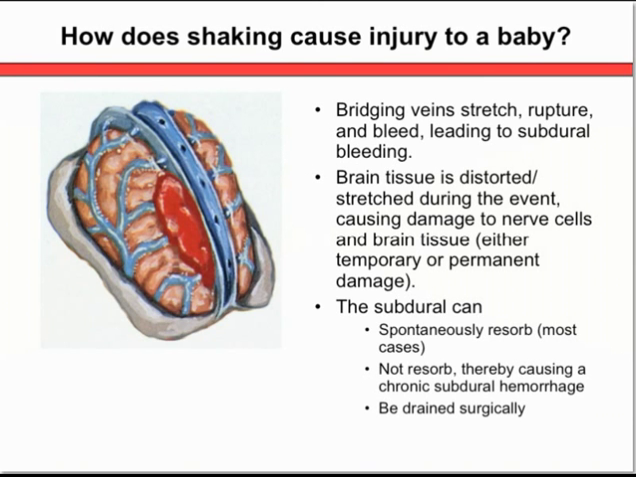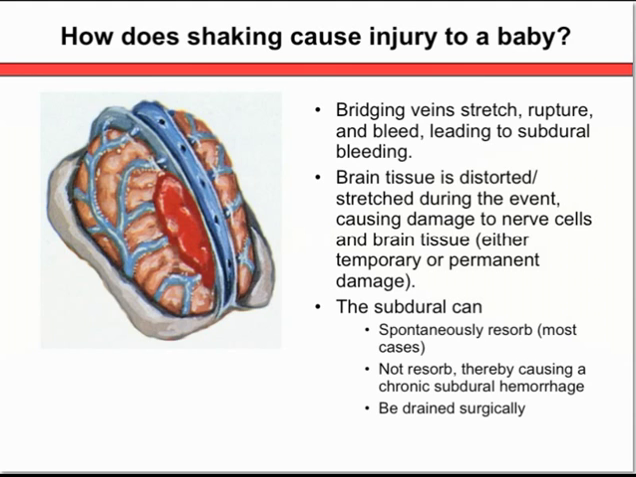So how does shaking cause an injury to a baby? Well, the subdural hematoma is the most commonly associated injury that we see in abusive head trauma, and the subdural hematoma can be detected on a head CT. What we see as the brain is sloshing around violently inside the skull is that the bridging veins that are draining blood from the brain into the sagittal sinus stretch and tear, and when they do so, they bleed into the subdural space. And this is the subdural hematoma that can be detected on a CT scan or MRI.